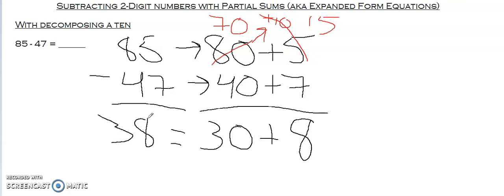This way of showing decomposing a 10 or regrouping shows a stronger understanding than saying, oh, I'm borrowing from a neighbor and I'm bringing a 1 over. The students are then able to explain better why we have 15 in the ones place, and where it came from.